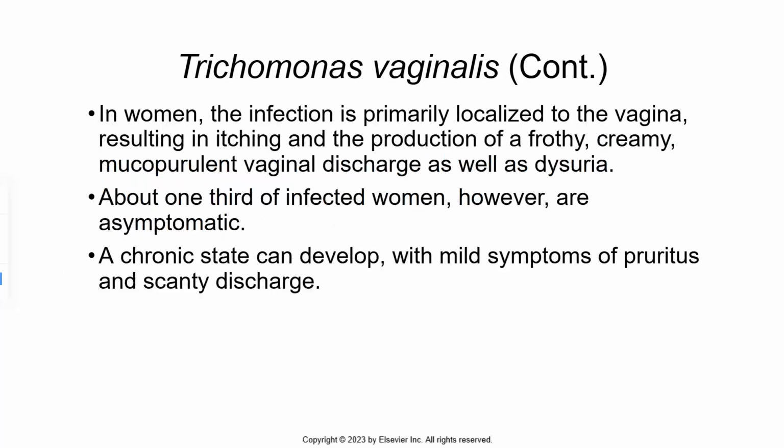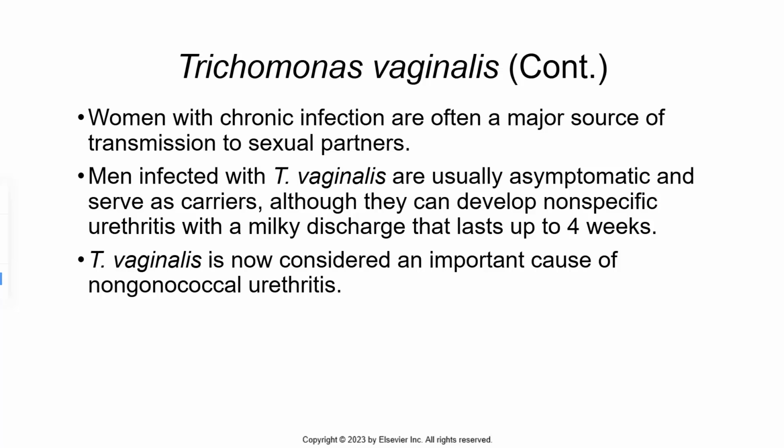In women, the infection is primarily localized to the vagina, resulting in itching and production of a frothy, creamy, mucopurulent vaginal discharge, as well as dysuria. About 1/3 of infected women, however, are asymptomatic. A chronic state can develop with mild symptoms of pruritus and scanty discharge. Women with chronic infection are often a major source of transmission to sexual partners. Men infected with T. vaginalis are usually asymptomatic and serve as carriers, although they can develop nonspecific urethritis with a milky discharge that lasts up to 4 weeks. T. vaginalis is now considered an important cause of non-gonococcal urethritis.